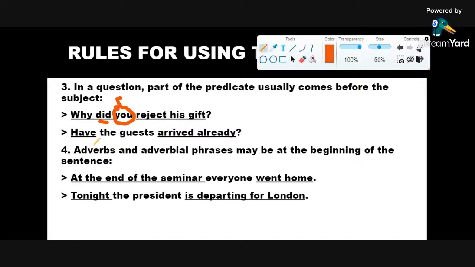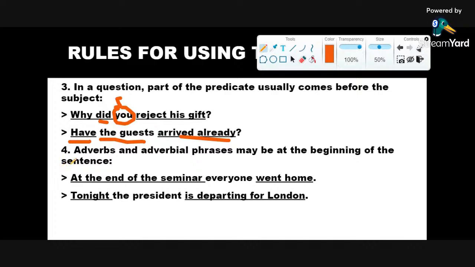Another example is, have the guests arrived already? Then have is part of the predicate. Both have and arrived already are part of the predicate. The subject is the guests, and then part of the predicate comes before the subject. That's what this rule is saying.